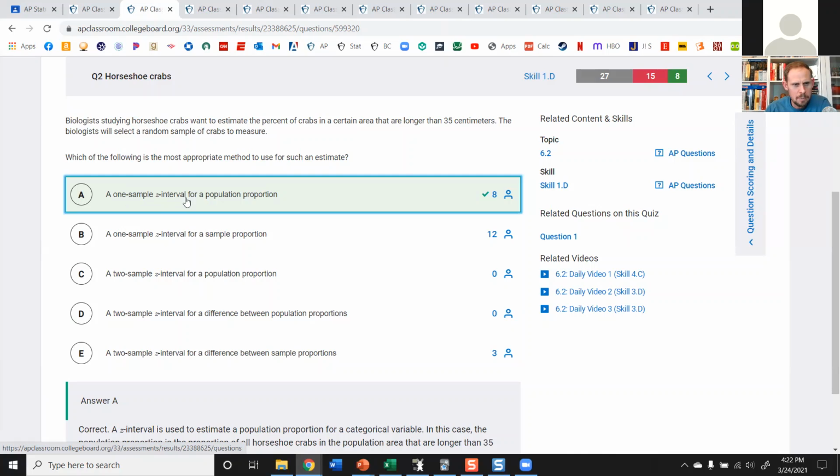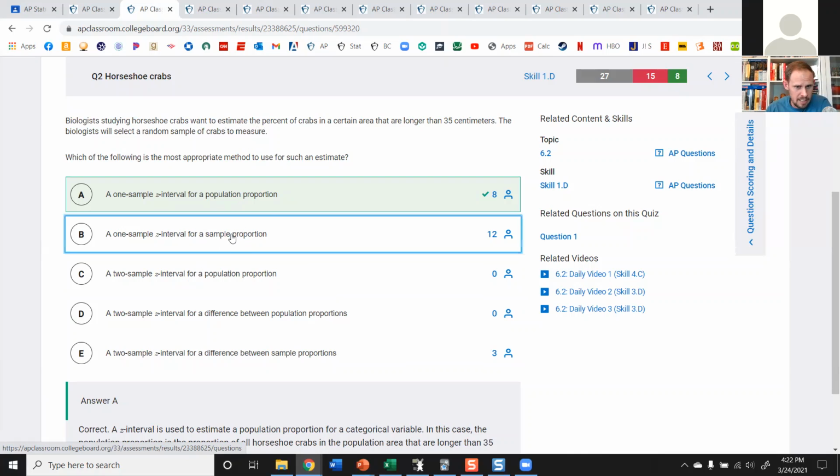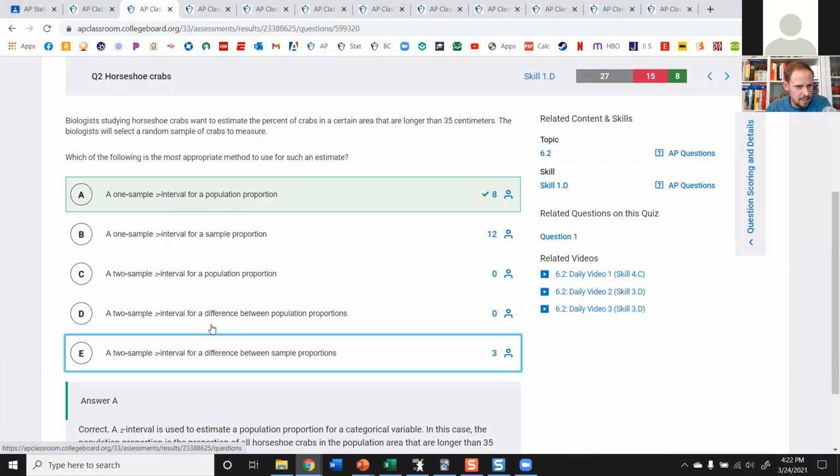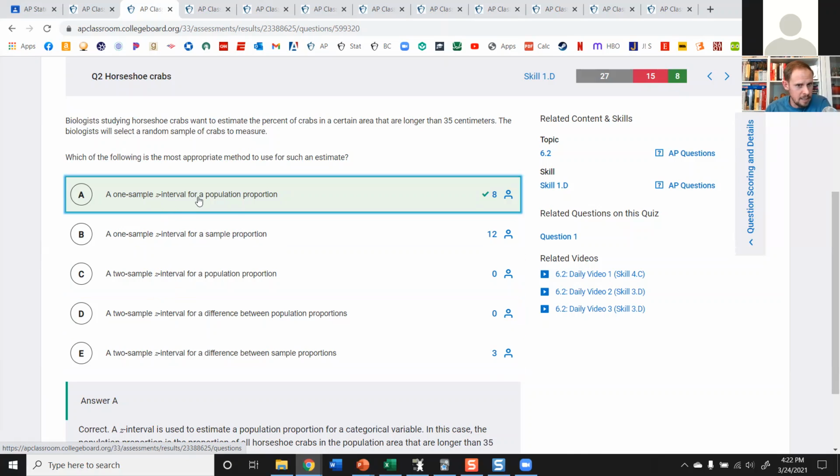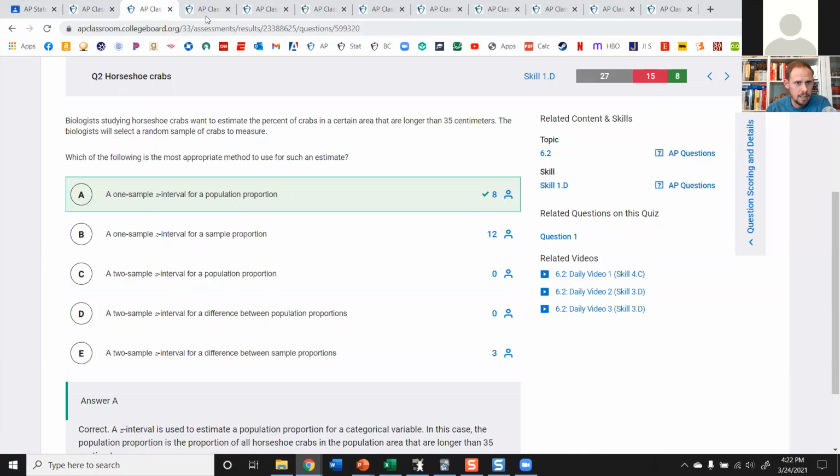So we've got a one sample Z interval for population proportion. Yeah, so we're taking one sample of crabs. We're looking for percent, so that's a proportion. So it's definitely population proportion, not sample proportion, right? And it's just one sample, so it's not these two sample guys down here. And it is Z because we're working with proportion.